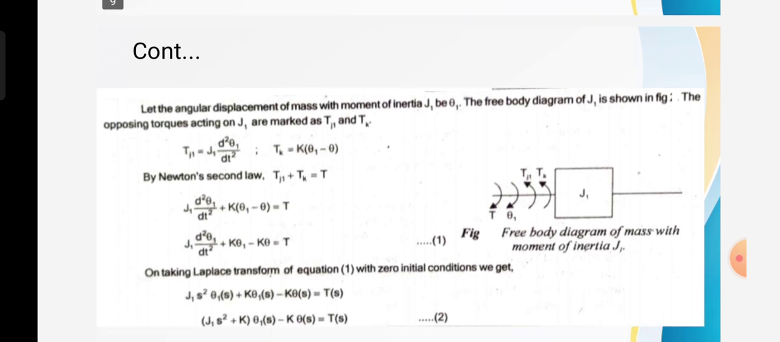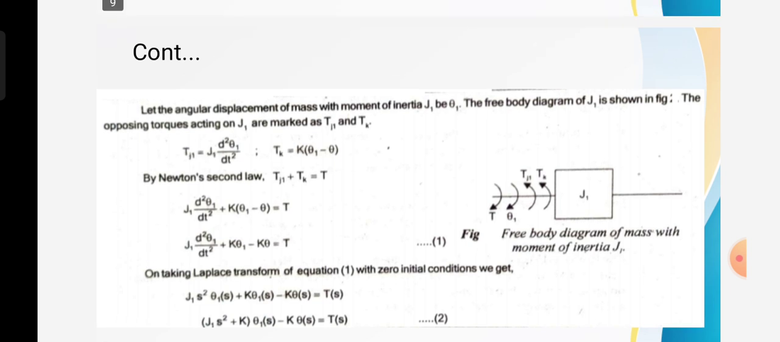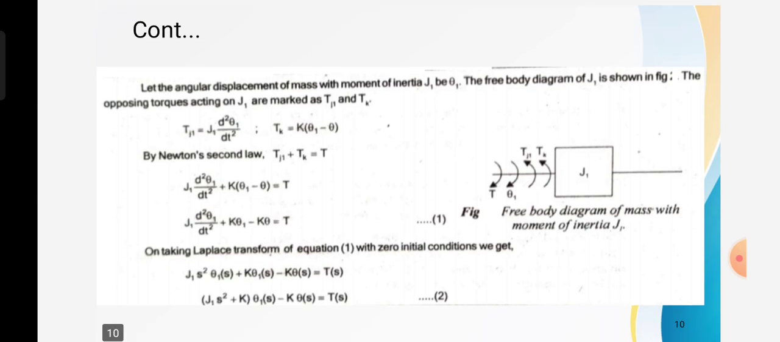Okay, so now we consider the moment of inertia J1. Let the angular displacement of the mass with moment of inertia J1 be theta 1. This is the free body diagram of J1 as shown in the figure. Here the opposing torque due to the moment of inertia is proportional to the angular acceleration. So Tj1 is equal to J1 d square theta 1 by dt square.